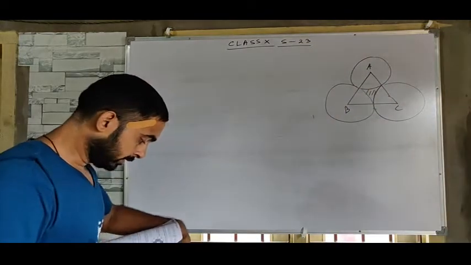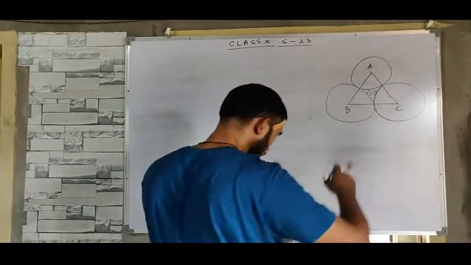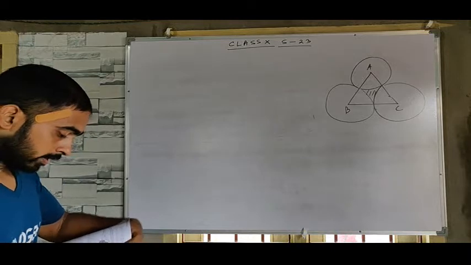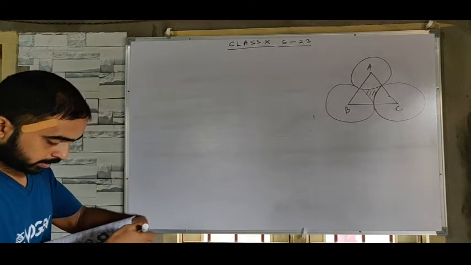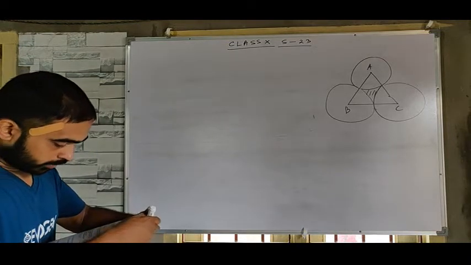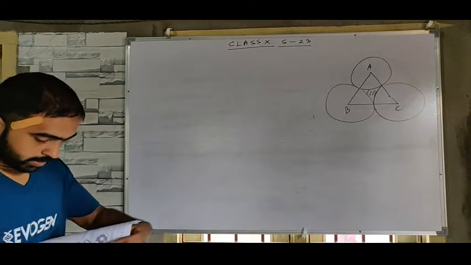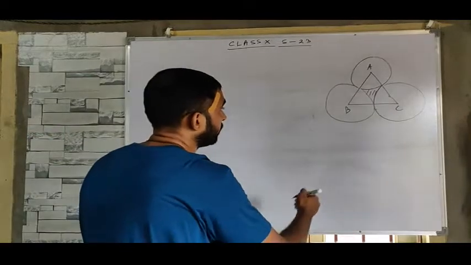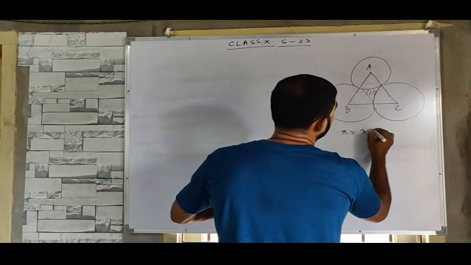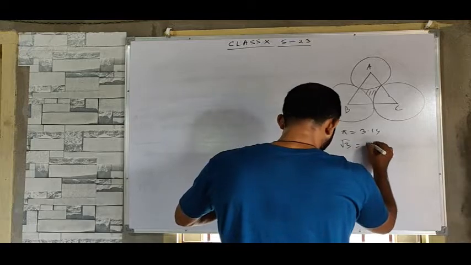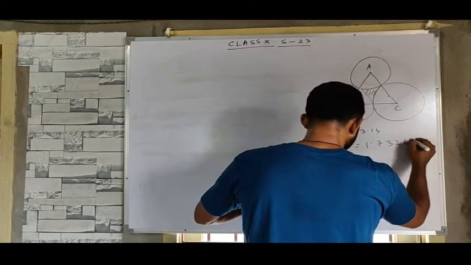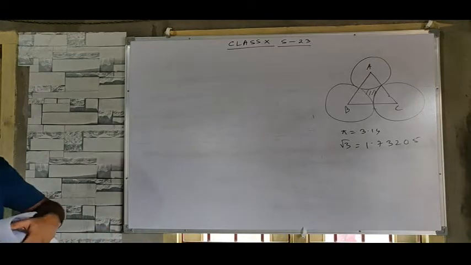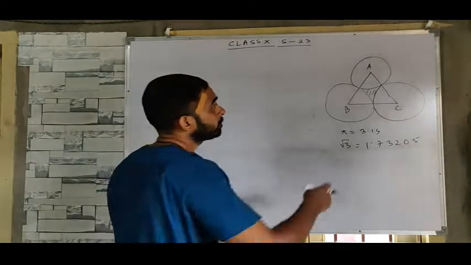Here this is an equilateral triangle whose area is given as 17320.5 square centimeter. Each vertex of the triangle is at a center. A circle is drawn with radius equal to half of the length of the side of the triangle. Find the area of the shaded portion. Here pi equal to 3.14 and root over 3 equal to 1.73205. So this is the given data. We have to find the area of the shaded region. So how can we find the area?